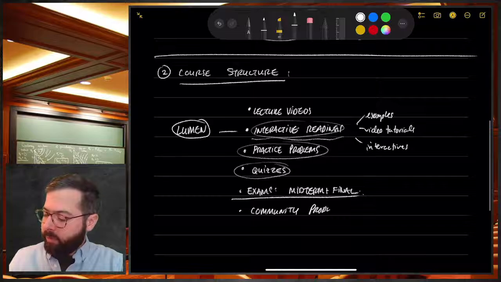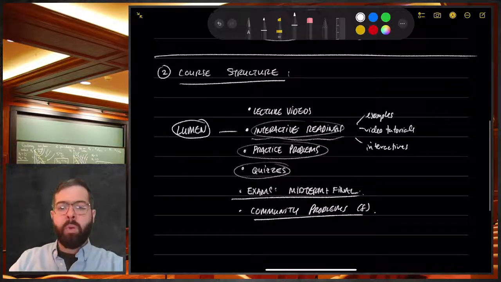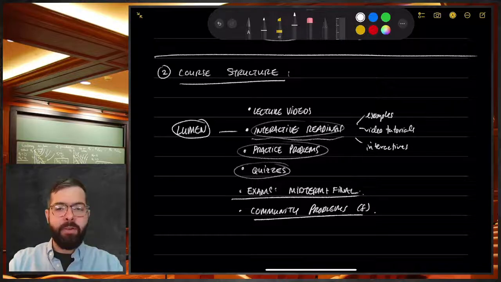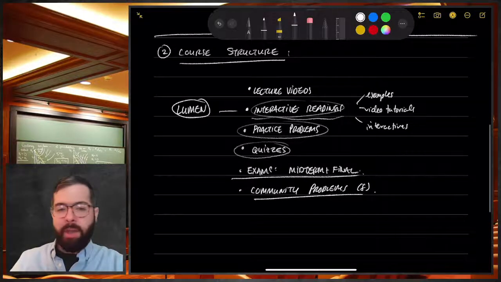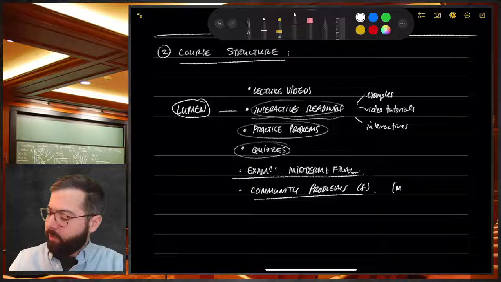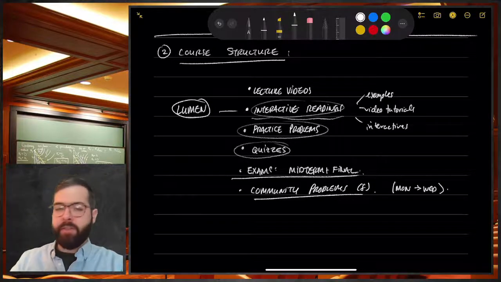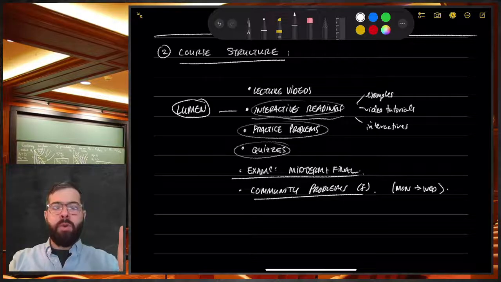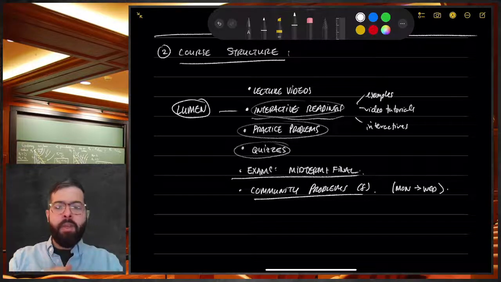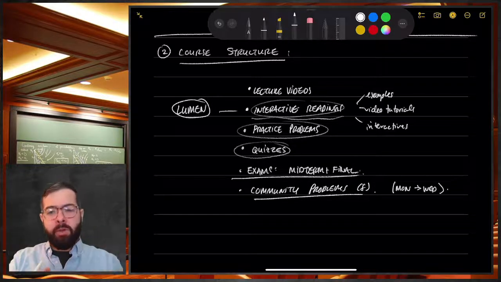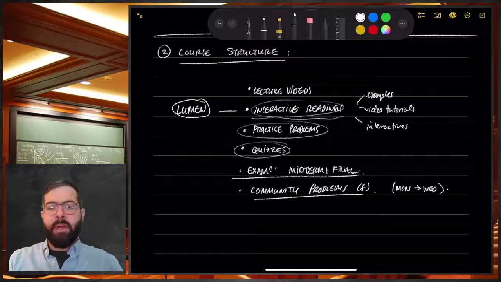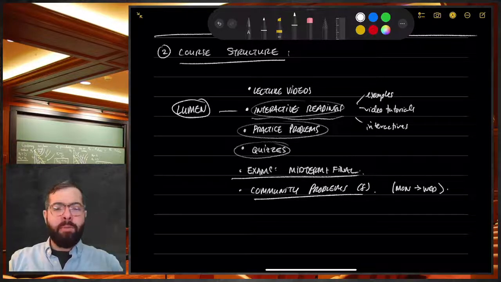The other major component of this class is the community problems. There are 8 of these, so it's about every other week that we're going to tackle a problem set together. This is where timing is of the essence, because these are going to open on a Monday and be due on a Wednesday. So you'll have a window of just slightly less than 72 hours, because it opens at 8 on Monday and is due Wednesday night.